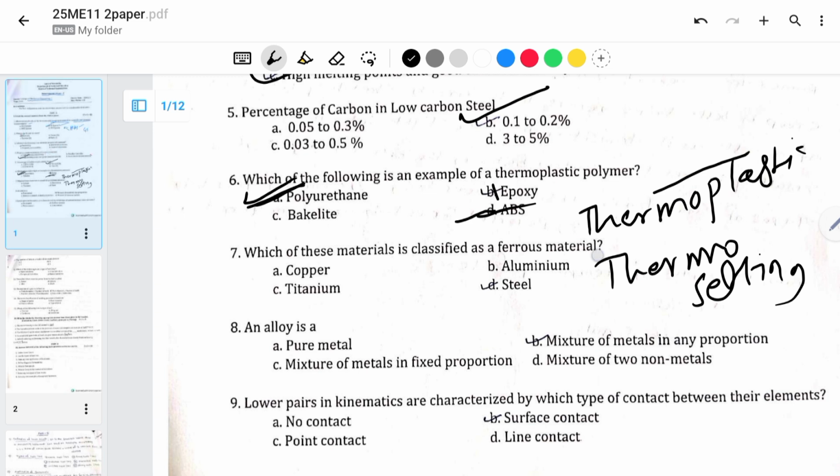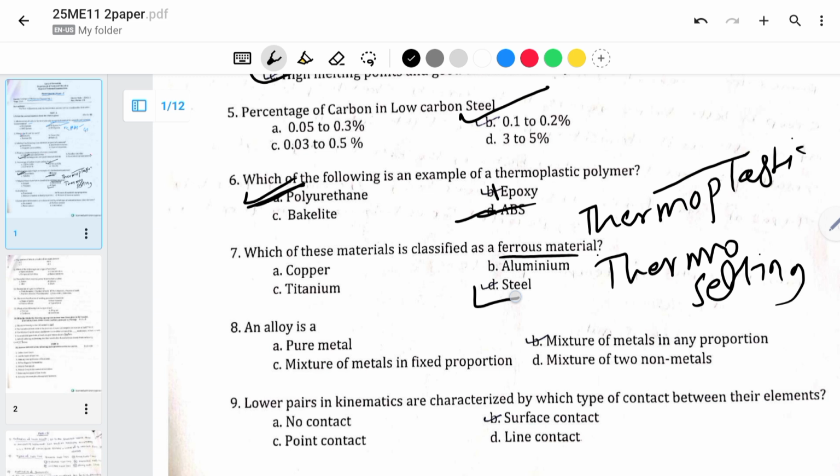Which of these materials is classified as a ferrous material? Steel is a ferrous material. Ferrous and non-ferrous are the two types of materials. Ferrous materials are usually materials which have iron as the main constituent.